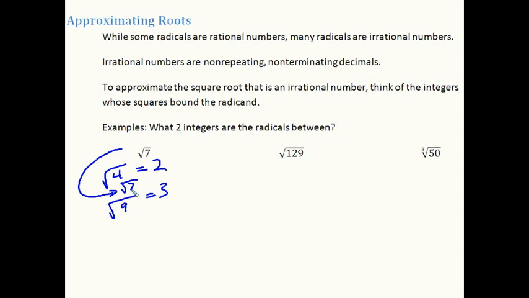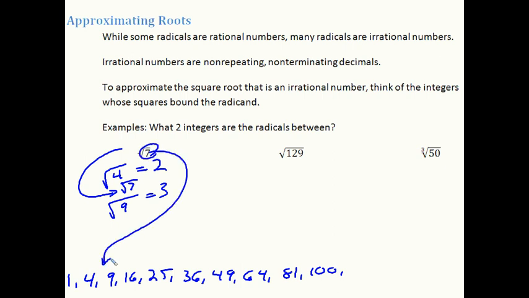So we think of our perfect squares. We can list them here. Please make sure you're familiar with these. Actually, I didn't put one here. I should have put 1, because 1 times 1 is 1. If we know these, we can figure this first one out pretty easily. We see 7 falls between 4 and 9. So the answer to what two integers the radical is between is 2 and 3. The square root of 7 is going to be 2 point something.